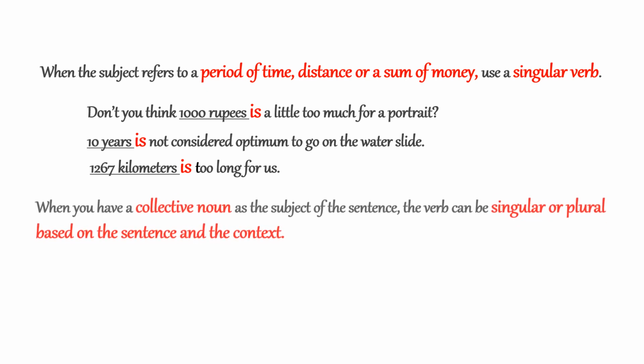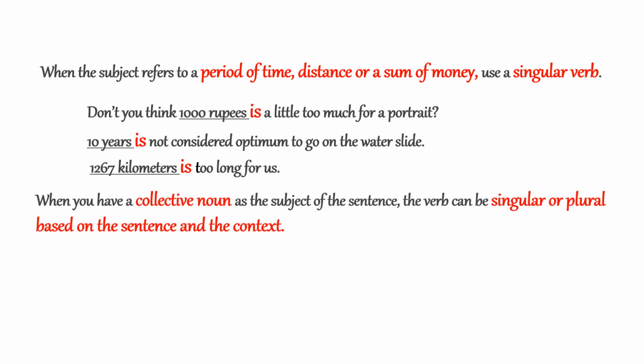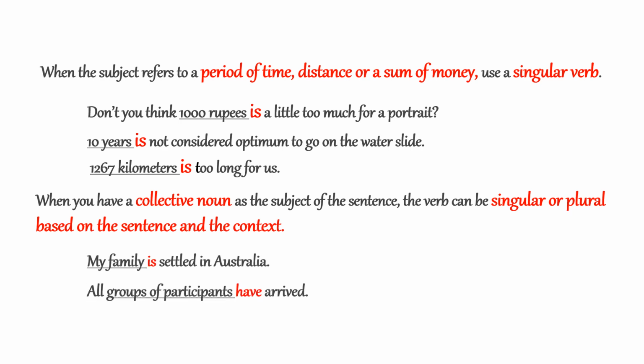Next rule, when you have a collective noun as the subject of the sentence, the verb can be singular or plural based on the sentence and the context. Example, my family is settled in Australia. All groups of participants have arrived.